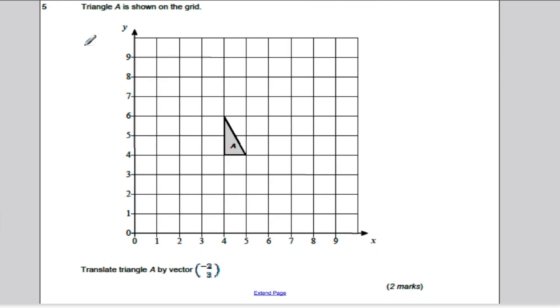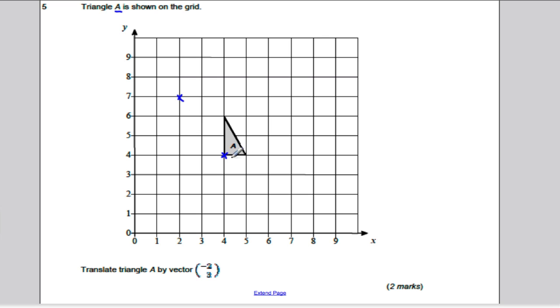A nice simple question 5, a translation question. You've got a triangle A shown here. Translate the triangle by vector minus 2, 3. Minus 2, 3 means move it 2 left and 3 up. So I pick a corner, and I move that 1, 2 left and 1, 2, 3 up.